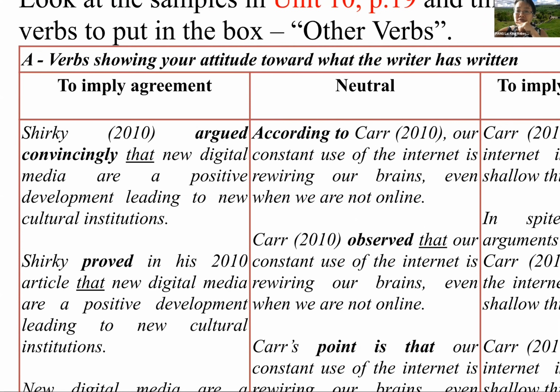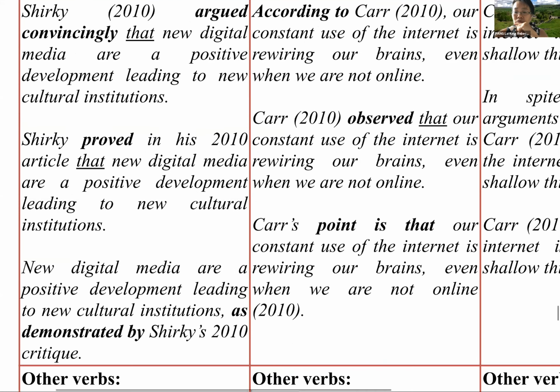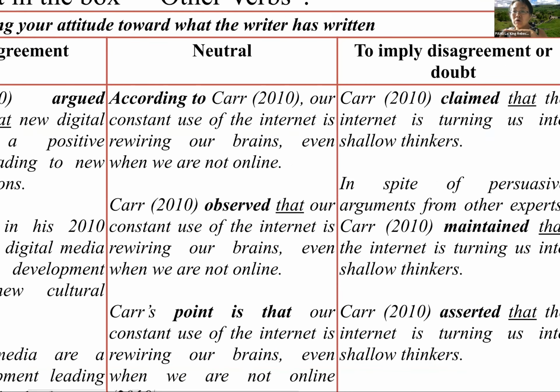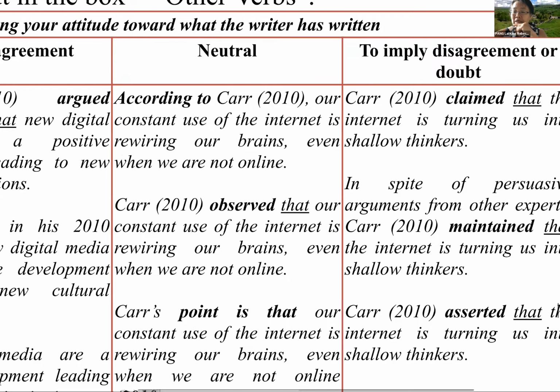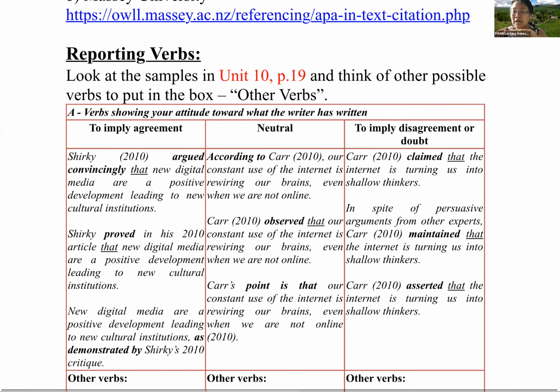If you want to show the agreement of the writer, of course, you use the words argue, proved, or demonstrated by. But if it's something you don't really know and quite neutral, then quite often used is "according to". So "according to Carr" is what we call the introductory phrase to your source materials. Observed, "Carr's point is that", all right? If the writer disagrees, you might say claimed, maintained, and asserted. Now, there are many more. Can you think about more? I'll leave it to you to look at the lesson plan and come up with something.